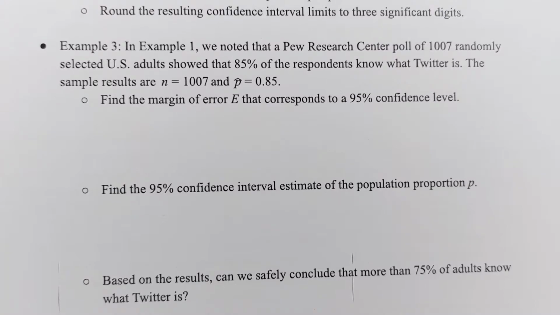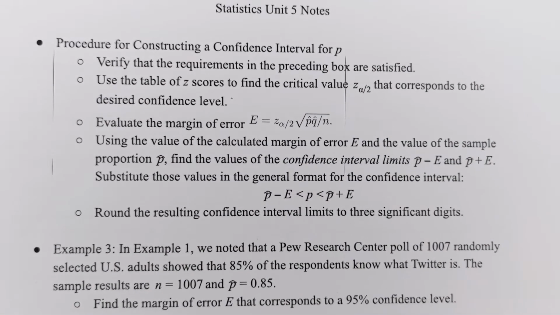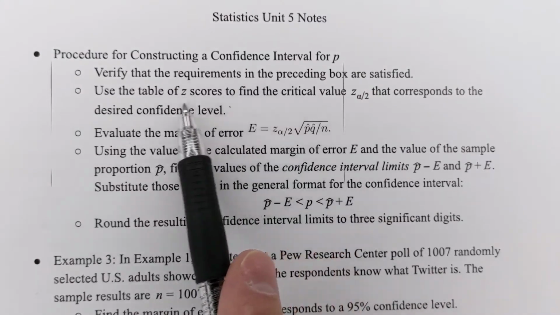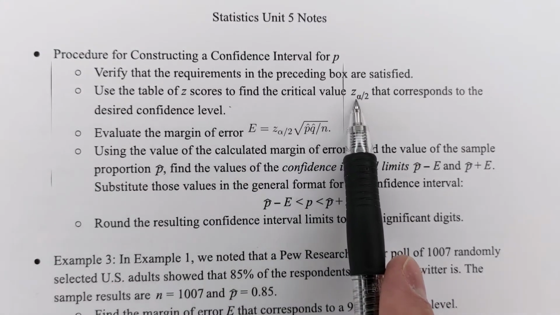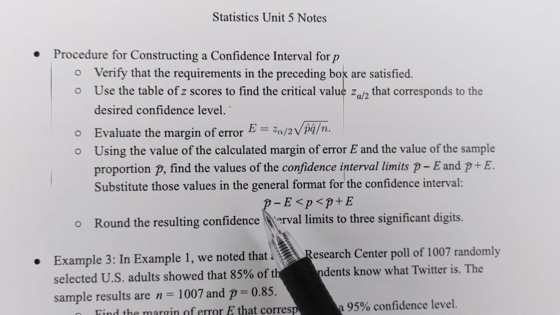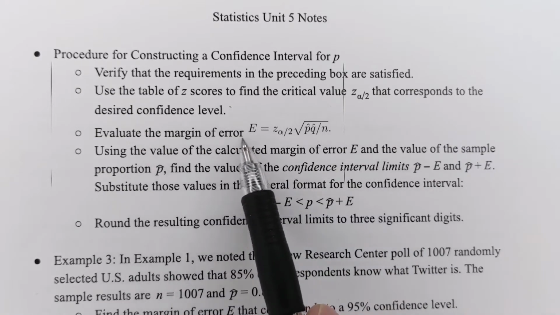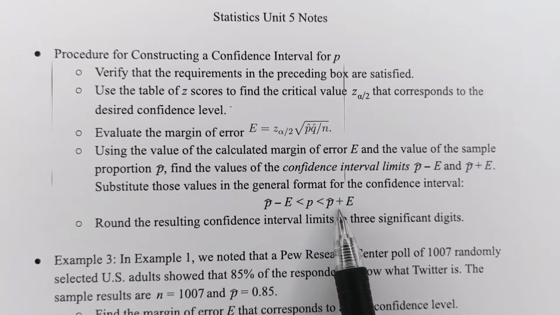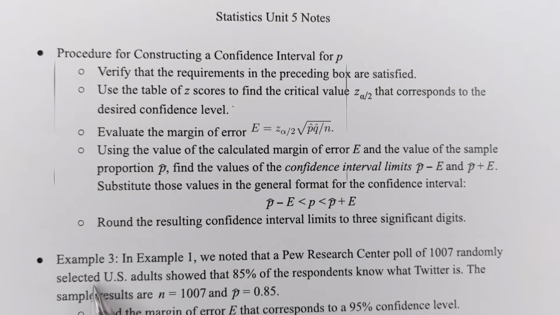Okay, so here's our procedure. For constructing a confidence interval, use the table of z-scores to find the critical value, either from your notes or look it up in the actual full z-score table, calculate the margin of error, and then using that and this formula, construct your values. All right, so example 3.